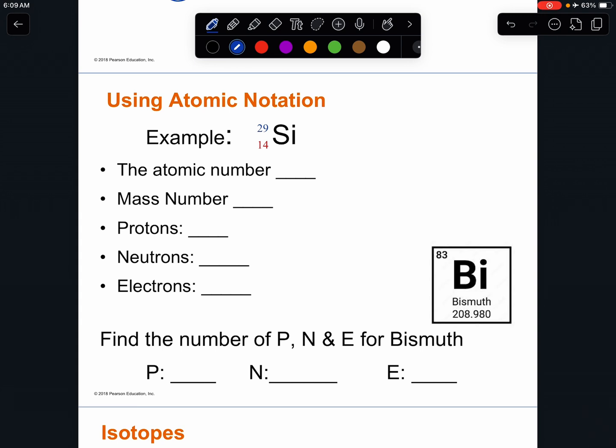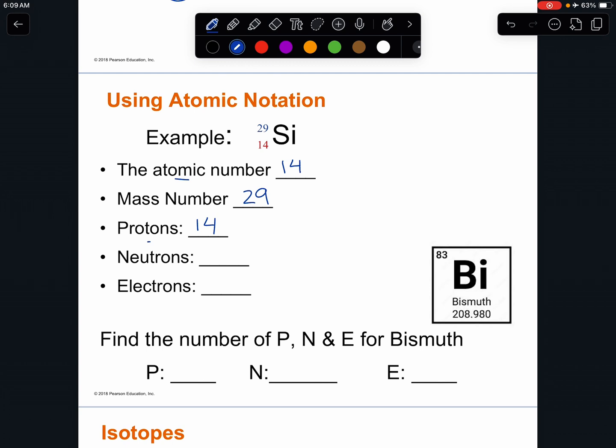So let's go ahead and practice. We have Si, which we're going to learn is silicon, and then we have the atomic number. I want to remind you the atomic number is the bottom, so that is going to be a 14. The mass number is provided on the top, that is a 29. Okay, and then we're going to do our protons. That is the same as the atomic number, so that is 14.